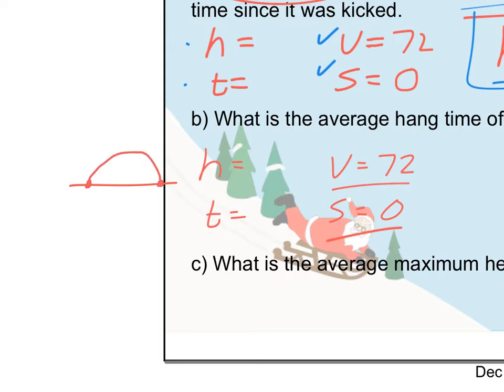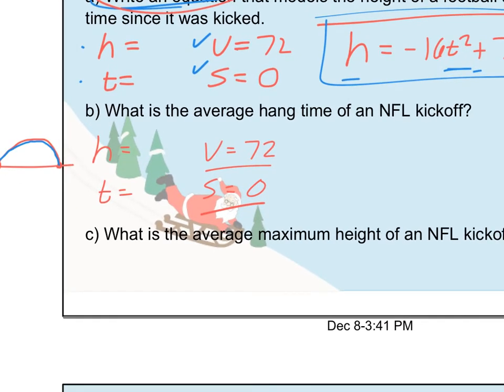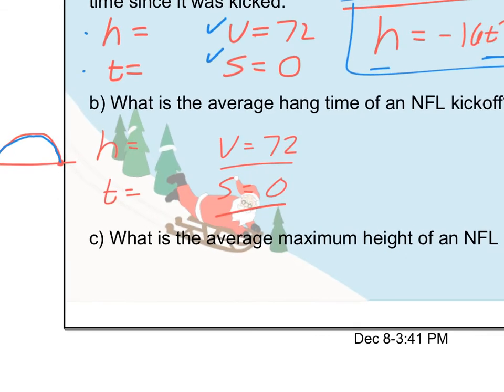Okay. So this is the path, and we're trying to find out how long it is in the air. Is it in the air 1 second, 2 seconds, 3 seconds, 4 seconds, 5 seconds? How long is that hang time? Okay. The question also gives us a little hint in terms of what we're finding and then what we should also know for our equation.